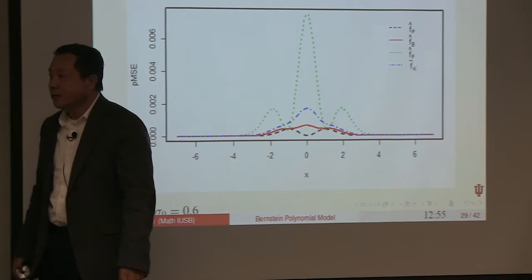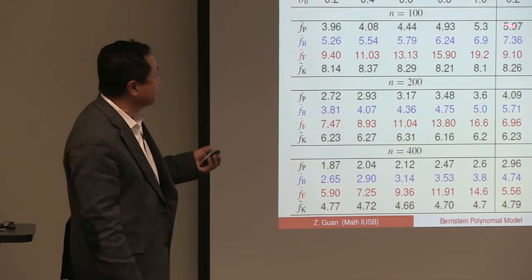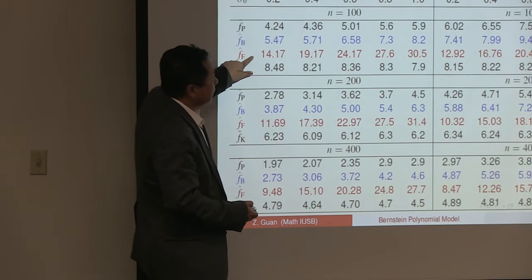These other pictures are almost the same thing. This shows the pointwise comparison. I'll just show that the kernel method, versus my method, the error is much better. This also shows the same graph.